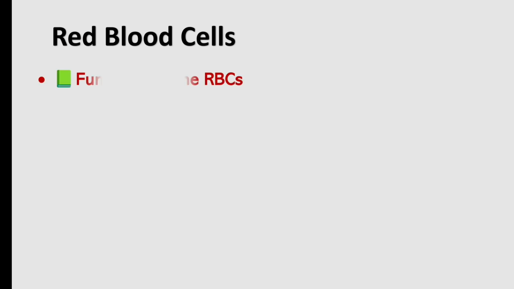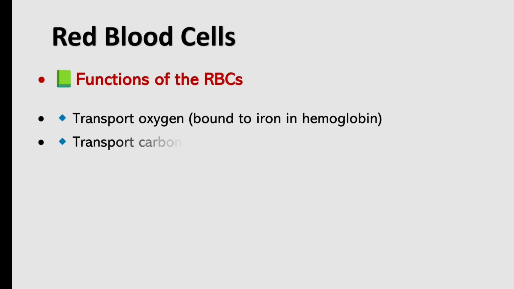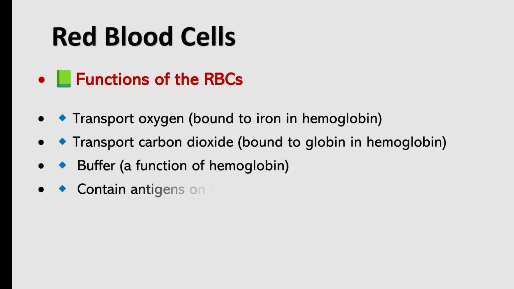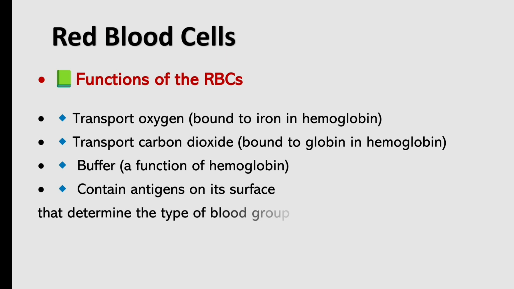What are the functions of the RBCs? Transport oxygen, transport carbon dioxide, work as a buffer, and contain antigens on their surface that determine the type of blood group.